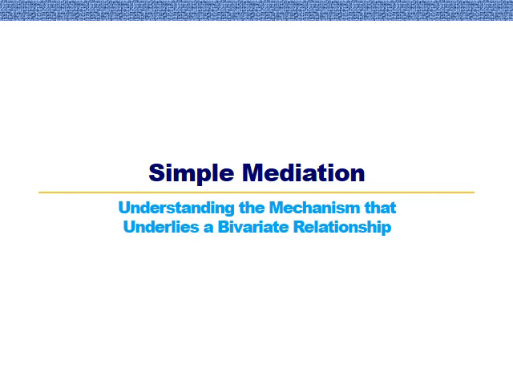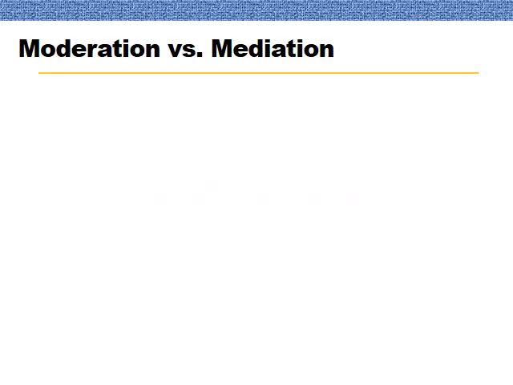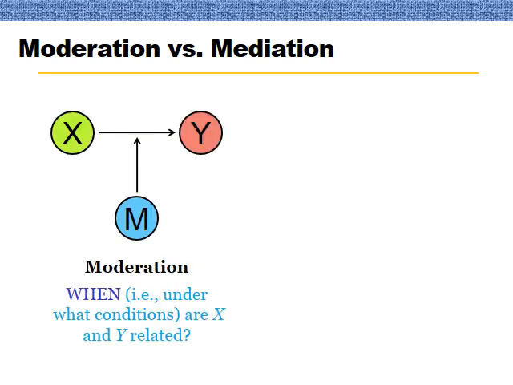Before we get into examples of mediation, let's one more time make sure we're clear on the difference between moderation and mediation. Two very similar sounding words, but very different concepts. In each case, we have a bivariate relationship between two variables x and y, and a third variable m, which is either a moderator or a mediator of that relationship.